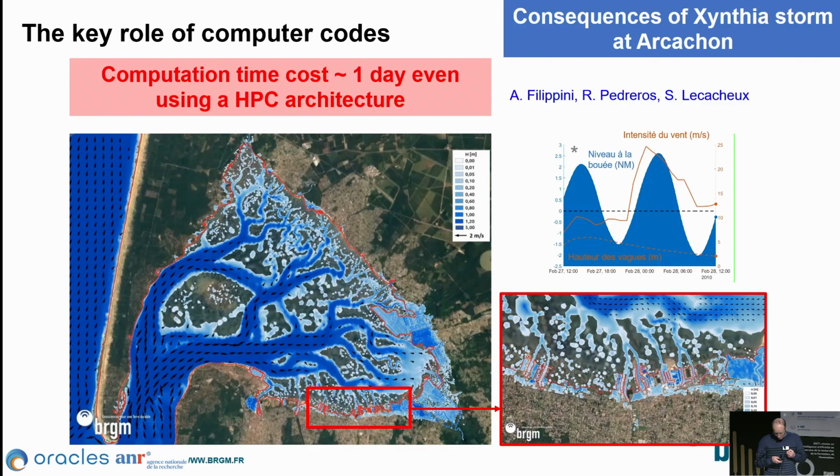But the problem is really what I show there. Even using highly parallelized computing architecture, the computation time cost for that kind of numerical simulation is 1 day. That's problematic for us because the regulator is asking for quick and rapid information to take action, to take decisions. So for the moment, it's incompatible to have a very precise simulation and, on the other hand, to have a rapid answer to the problem.